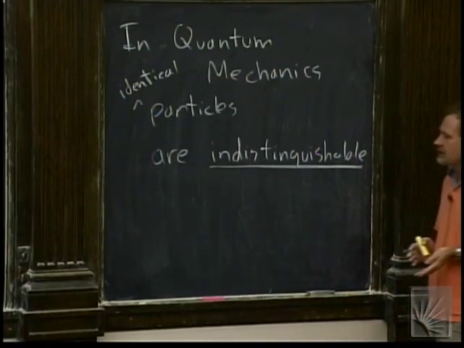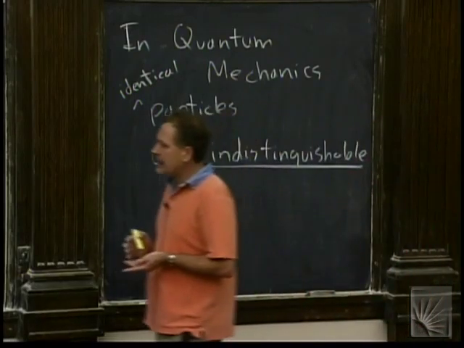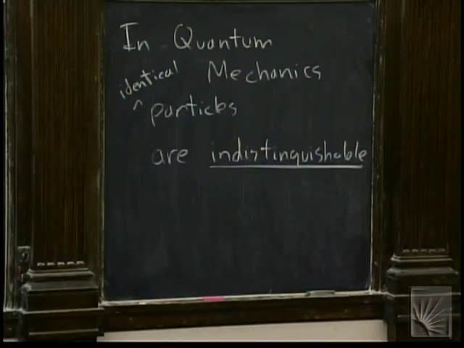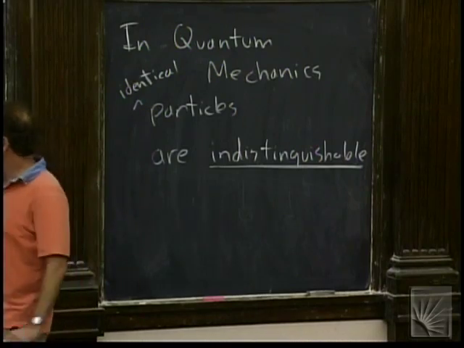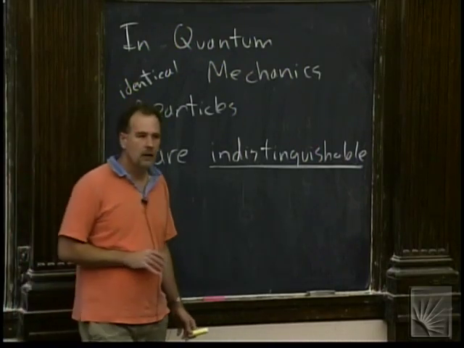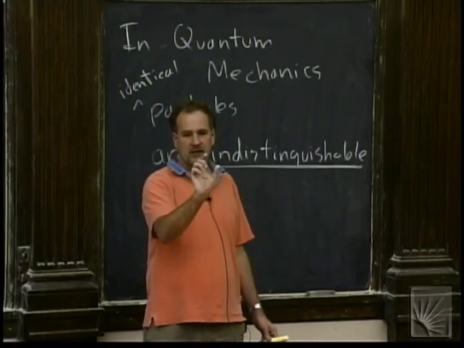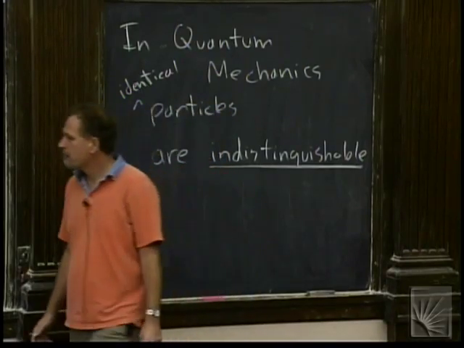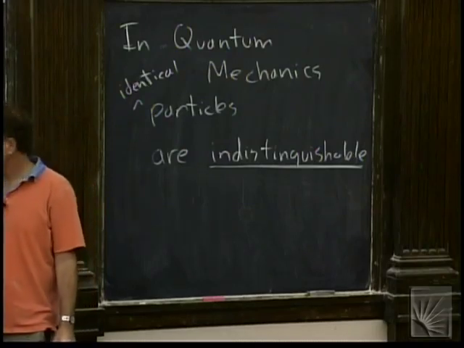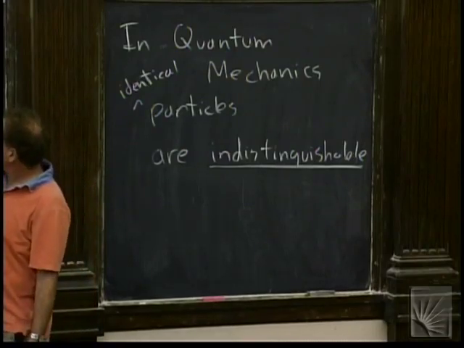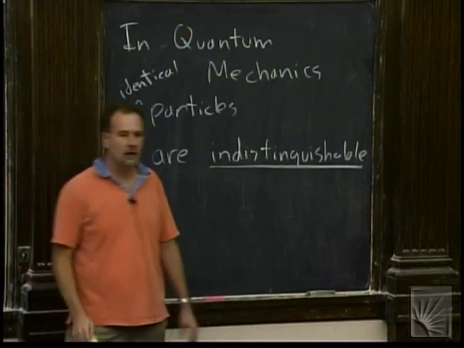Mathematically, it means I can't write down a wave function for 1 and 2, which leads to a probability for 1 and 2 that is any different if I switch the roles of 1 and 2. Okay? So basically, mathematically, this doesn't work.